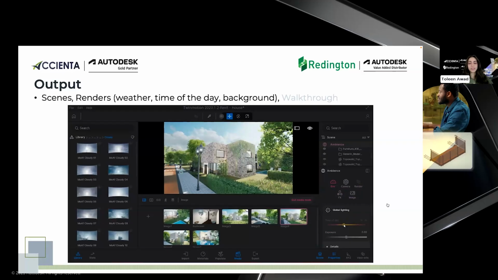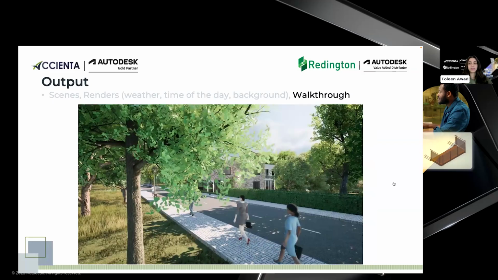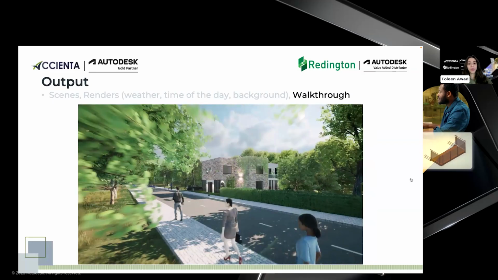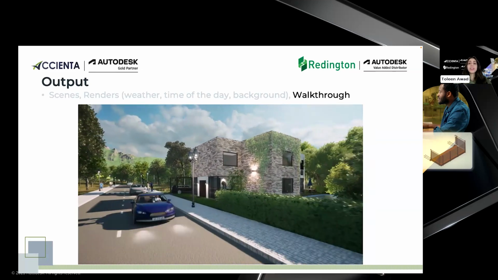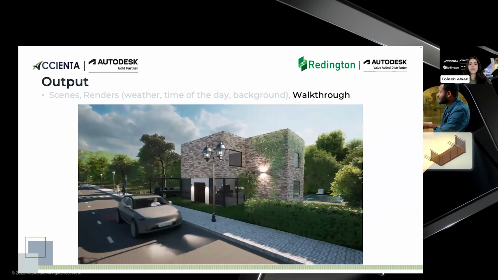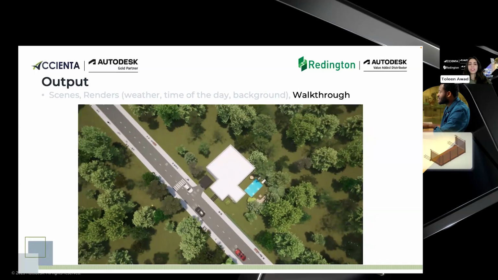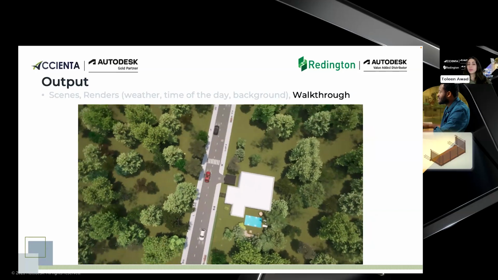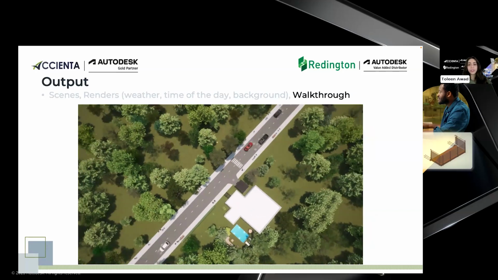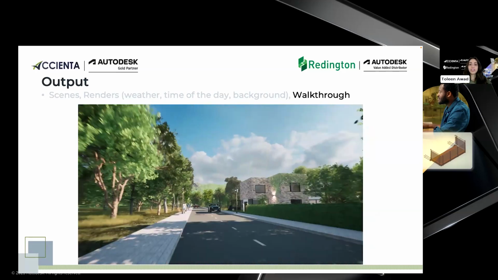So if we go next. Next again. Next is a walkthrough. This walkthrough was created using the model that we have created together. We created this walkthrough from scratch. We can see how, if you want to view it, let's say from a drone, there's no need to buy drones now. We can create these shots using Twinmotion.